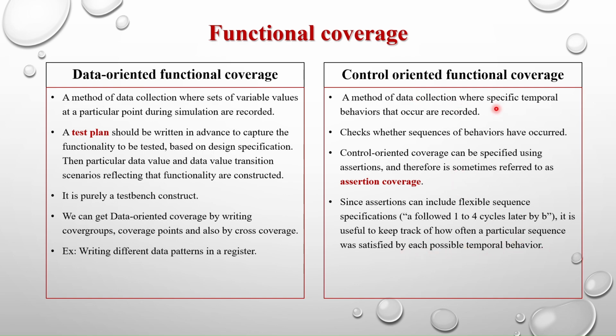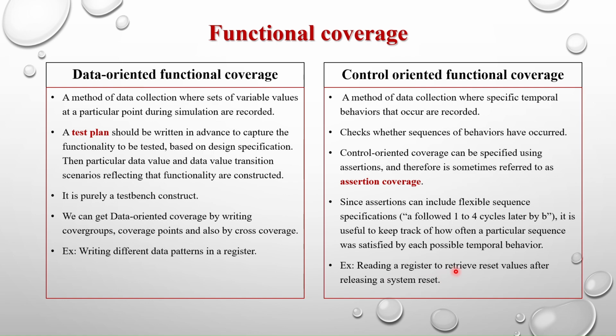So we know that control oriented functional coverage will check whether the sequences of behaviors have occurred. So to write the sequences, what we need is assertions. So that's why it is useful to keep track of how often a particular sequence was satisfied by each possible temporal behavior. For that we need assertions. Okay, so that's why this control oriented functional coverage is called assertion coverage.